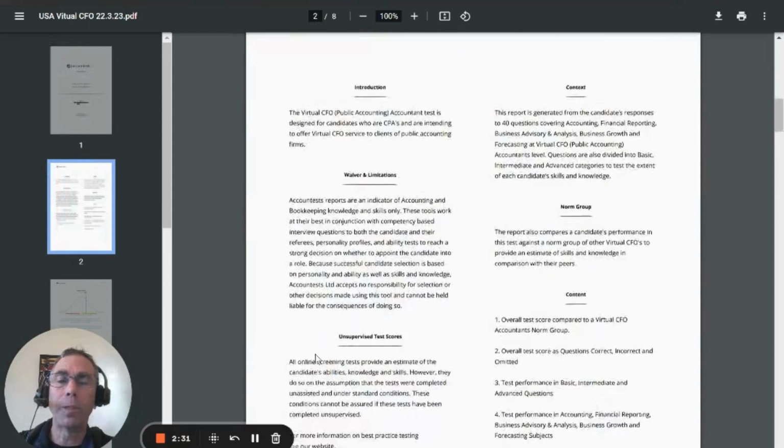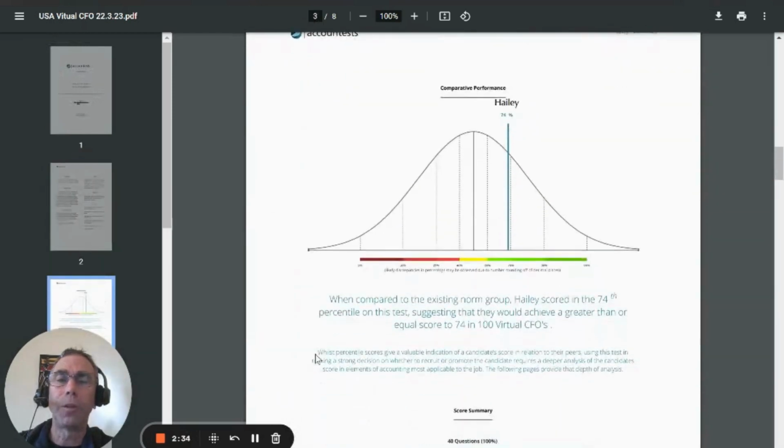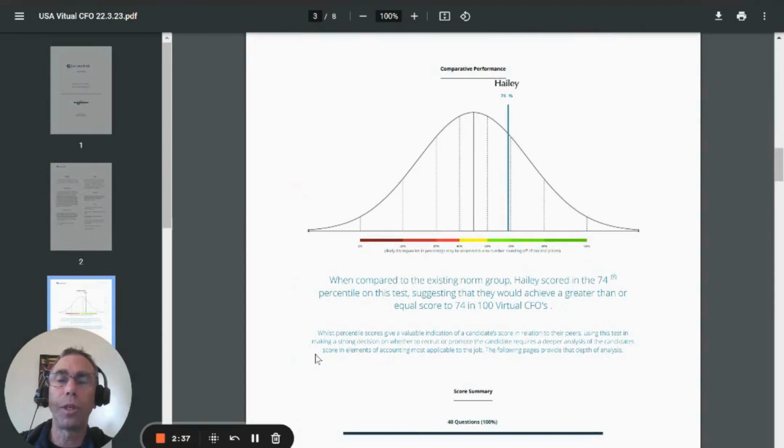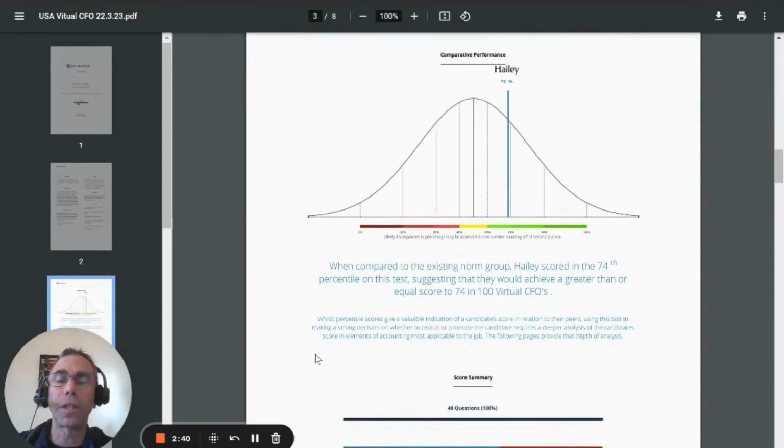If we go through the next page, which is just some background, you'll then come to the page which shows you the bell curve. Again, this is the same in whichever test report you're looking at. These are all in the same format. You can see here that our candidate Haley is on the 74th percentile. What that means is that compared to our norm group of accountants who've taken the particular test you're looking at, Haley is better than 74% of the candidates in that norm group, so not as good as 26%.